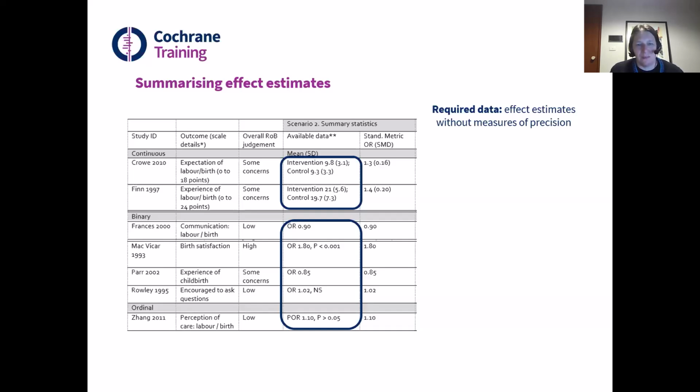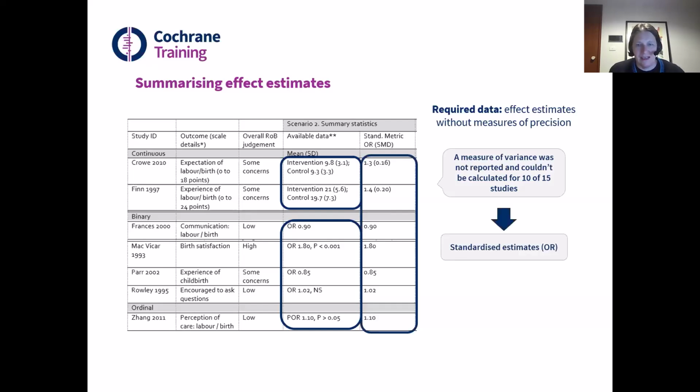Here we've got an odds ratio and a p-value. But what you can see here is that there's inconsistency in the level of detail that's reported for each study. It was the case that a measure of variance was not reported and couldn't be calculated for 10 of the studies. And so one way to deal with this is to potentially use this synthesis method.